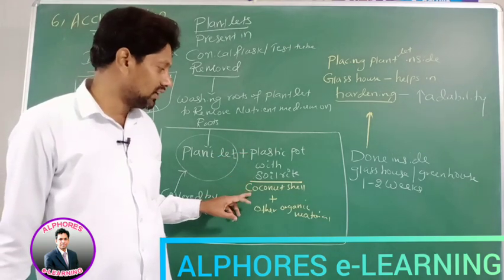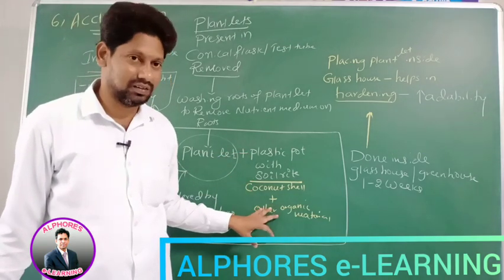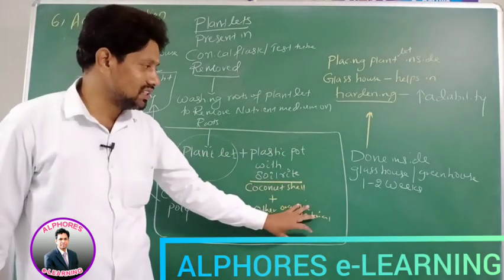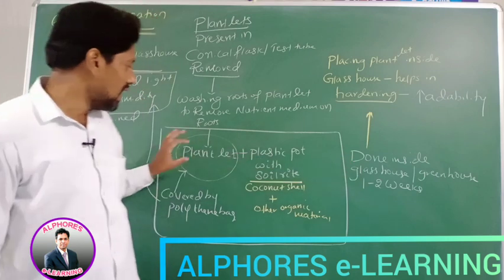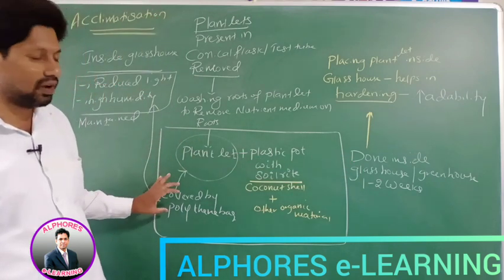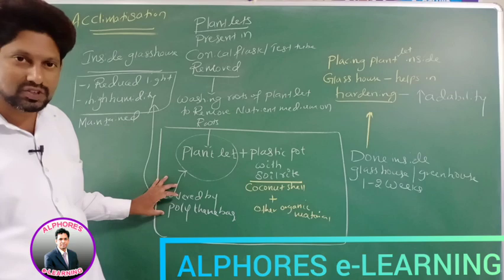Soil means coconut shell plus other organic matter, right. This total process is done in a glass house or greenhouse, and the plantlet is covered with a polythene bag. Are these statements okay? Right.